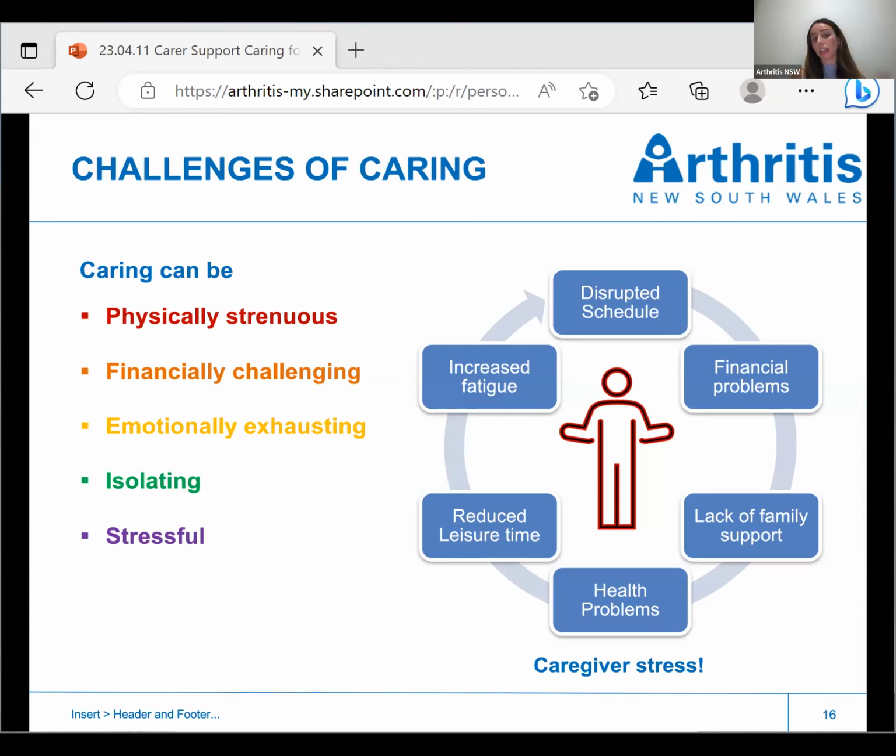Caring can also be financially challenging with costs for medication, appointments, treatments, transport, assistive devices. All of these costs add up. You also have this paired with the costs of loss in income, productivity. And so it can be really financially challenging and stressful.